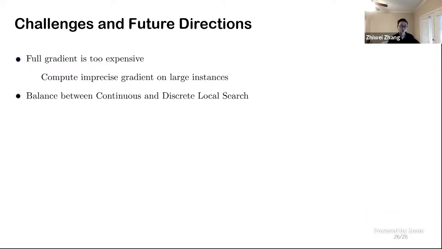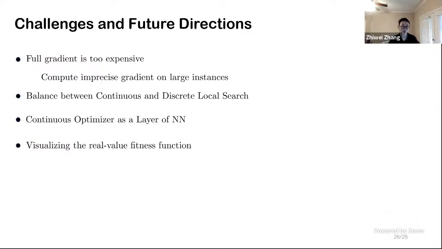Second, we also want to learn from discrete local search and combine that with our framework to design a solver with better performance. Third, since the neural symbolic approach is really popular now, our solver exhibits good potential of being a layer of the neural network as a differentiable optimizer.